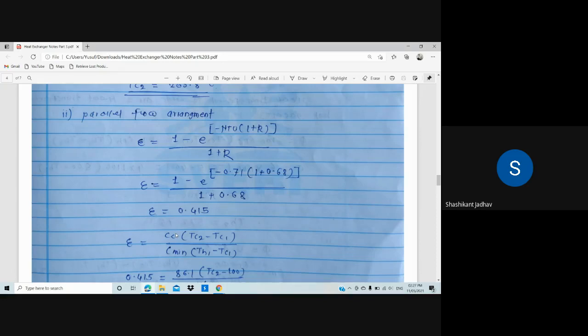Okay, then by using the effectiveness equation we have to calculate the value of Tc2 and Th2. Effectiveness is equal to Cc into bracket Tc2 minus Tc1, divided by C minimum into bracket Th1 minus Tc1. Effectiveness we have calculated as 0.415. So by using this equation we have to calculate the value of Tc2.